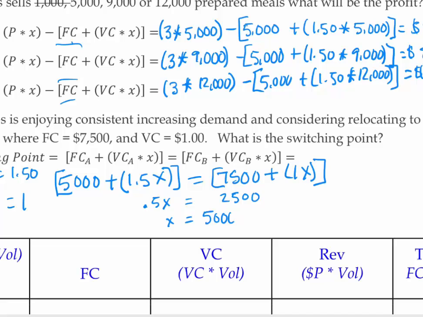So we want to note that somehow. So maybe something along the lines of this, greater than 5,000, choose process B, and less than 5,000, however you want to do it.